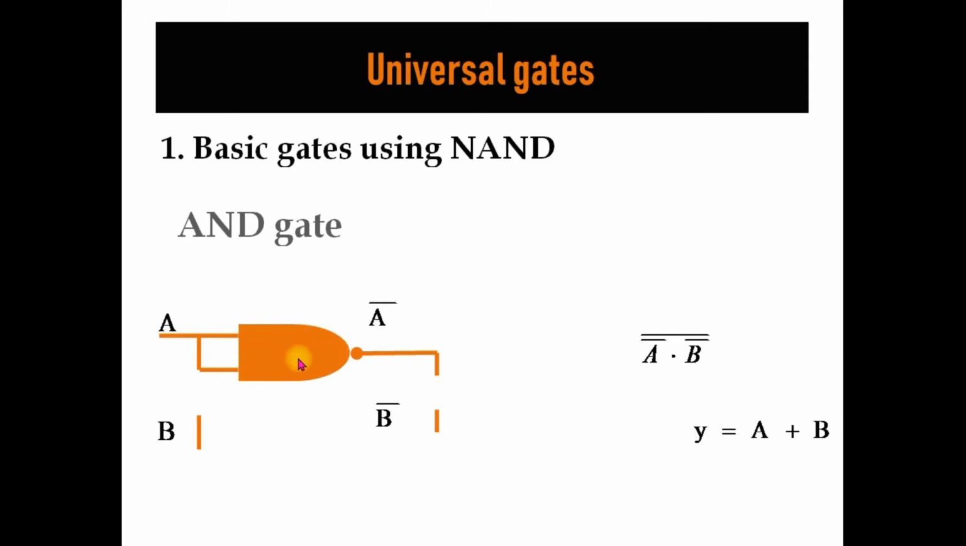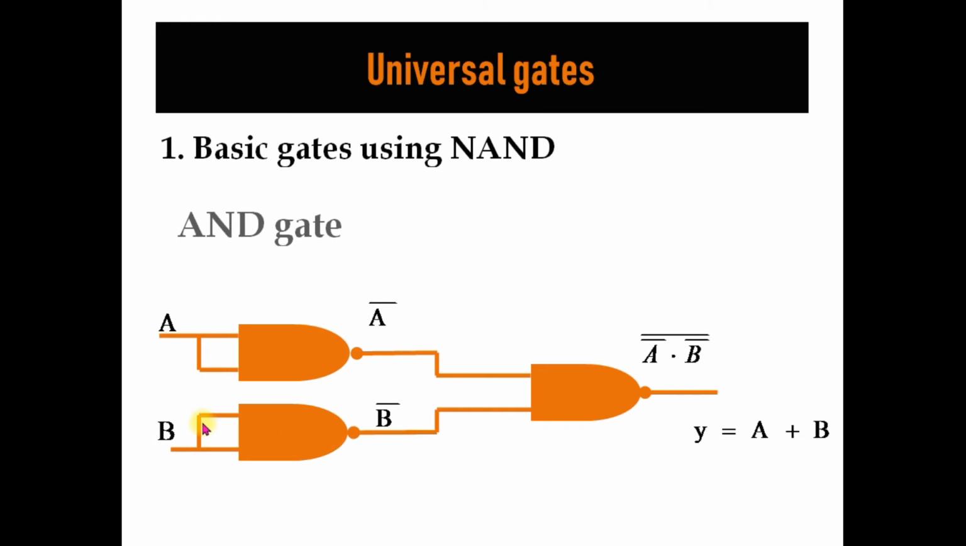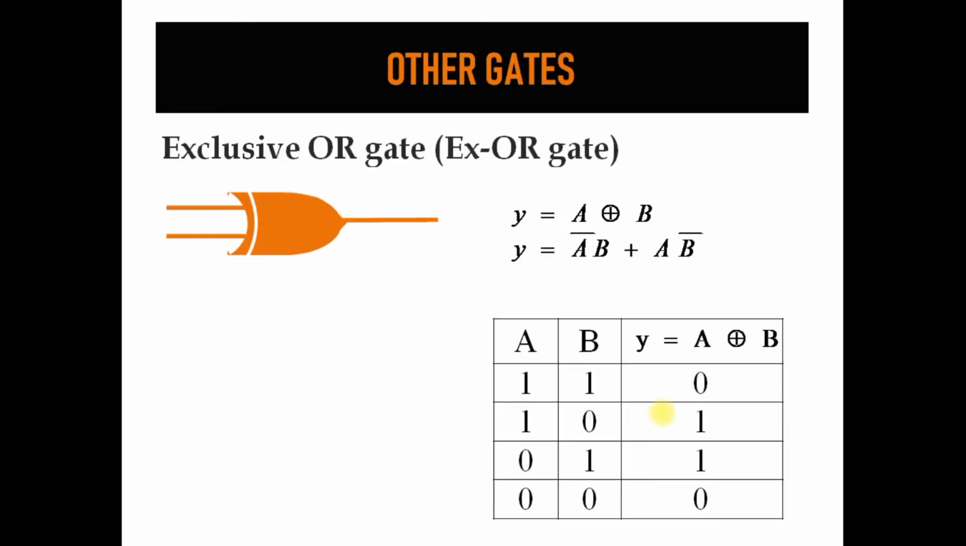So this is the NAND symbol. When these two leads are shorted, we will get the output as A dash, and when these two are shorted for B, we will get B dash. These two are once again given as input to the NAND, then its complement is Y is equal to A plus B. This is the OR gate. And in the other gates, we will see the exclusive OR gate.